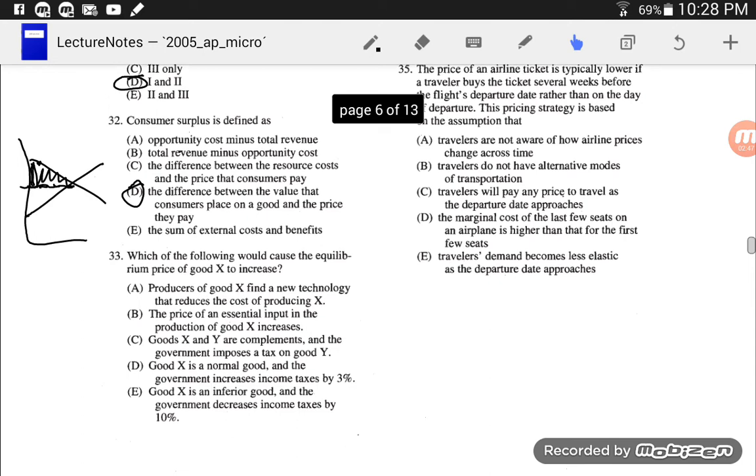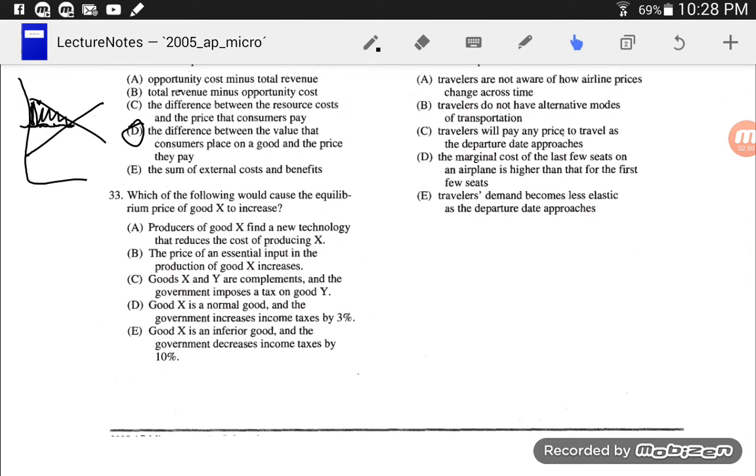Which of the following would cause the equilibrium price of good X to increase? Alright, so I drew my supply and demand. What things would cause that price to actually go up? If producers of good X find a new technology that reduces the cost of producing X, no, that would increase supply and decrease price. The price of an essential input in the production of good X increases. Yeah, because if we did that, the supply would decrease because it's more expensive to produce, and that would drive prices up. I'm going to go with B.